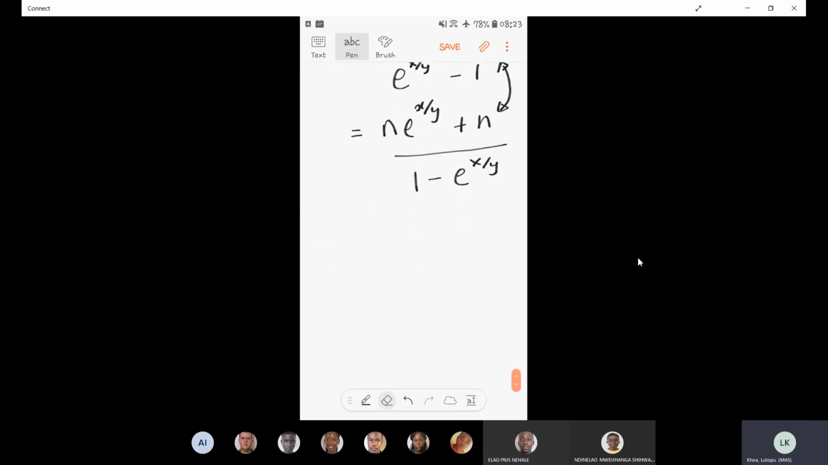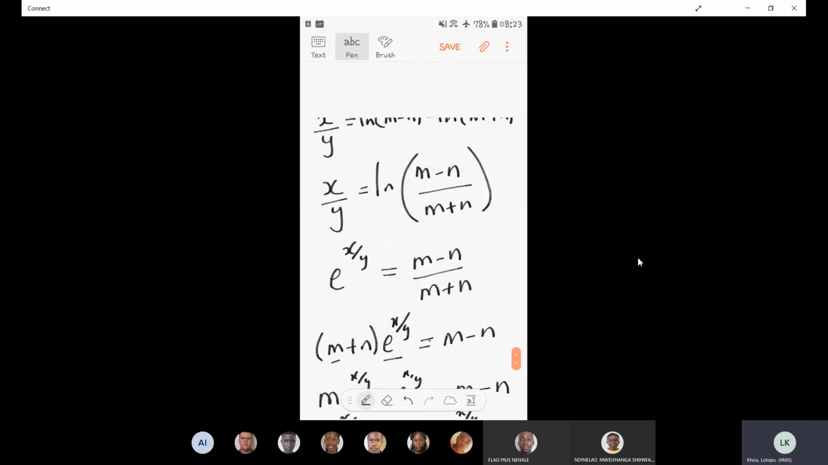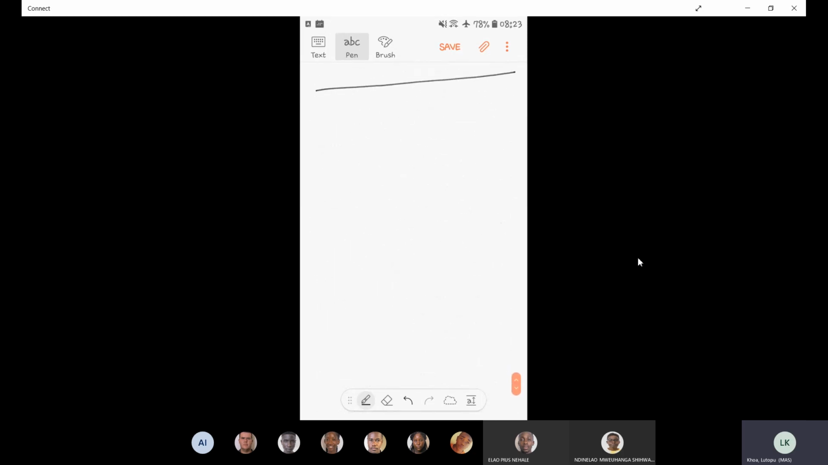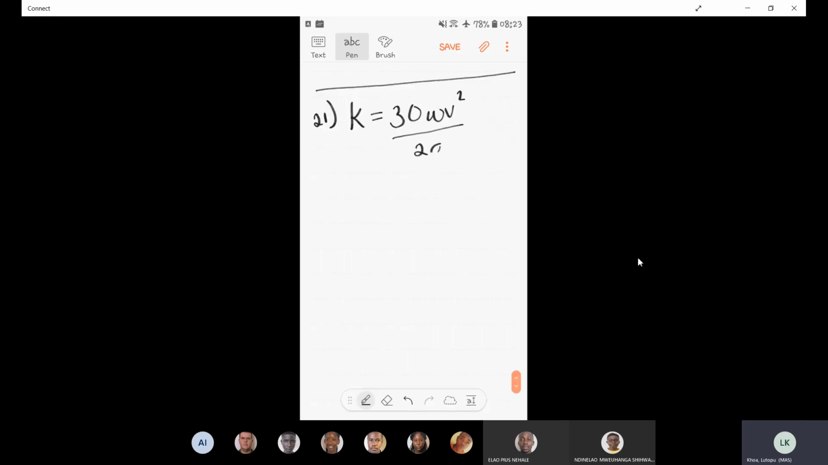Okay, then that was number 19. So we do 21. So for 21, you have K is equal to 30W squared over 2G. And we are asked to make G the subject of the formula.